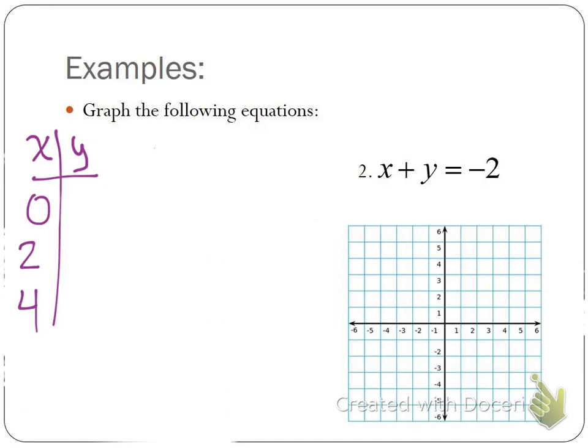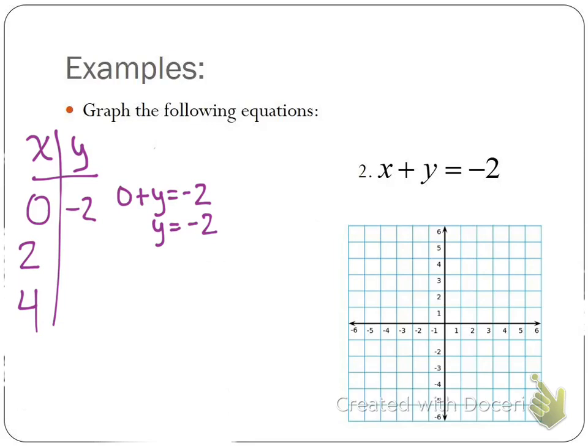Okay, so we're going to plug 0 in for x and solve for y. So 0 plus y equals -2. What does y come out to equal? -2. 0 plus y is just y, right? So when we plugged in 0 for x, we got y equals -2.